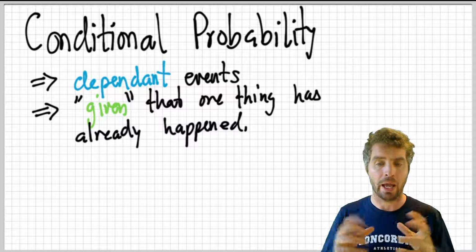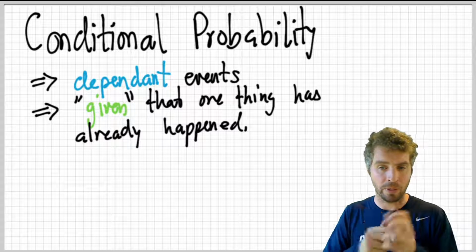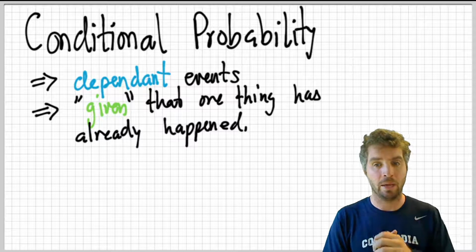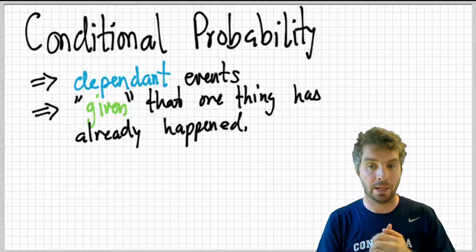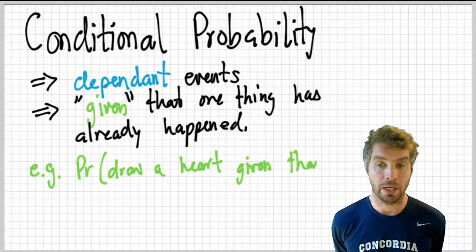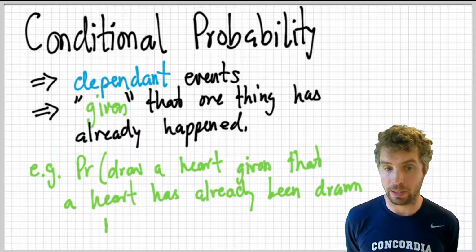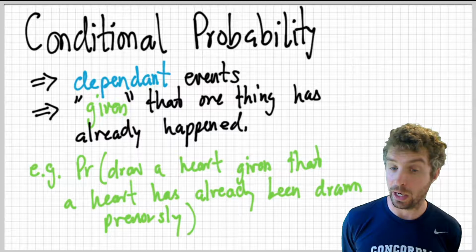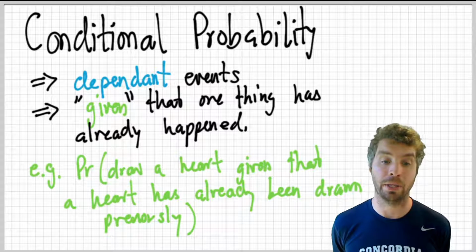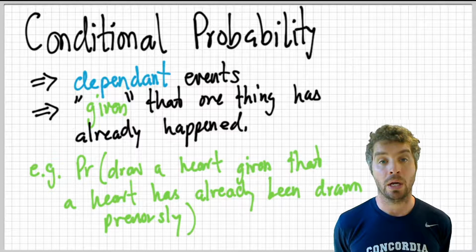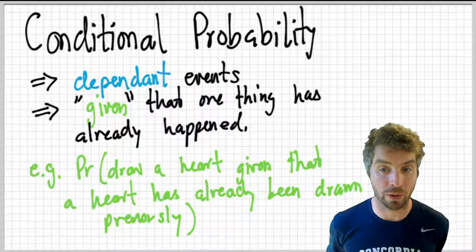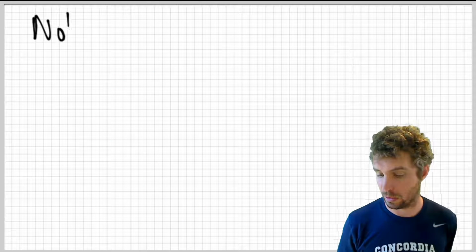So if we look at a set of dependent events where one thing depends on the other or is changed by the other, we look at a situation like that and we assume that one of those things has already happened. Okay? So for example, finding the probability that we draw a heart out of a deck of cards, given that a heart has already been drawn previously. So what are the chances of drawing that second heart if we've already drawn one? Okay, so let's talk about that.